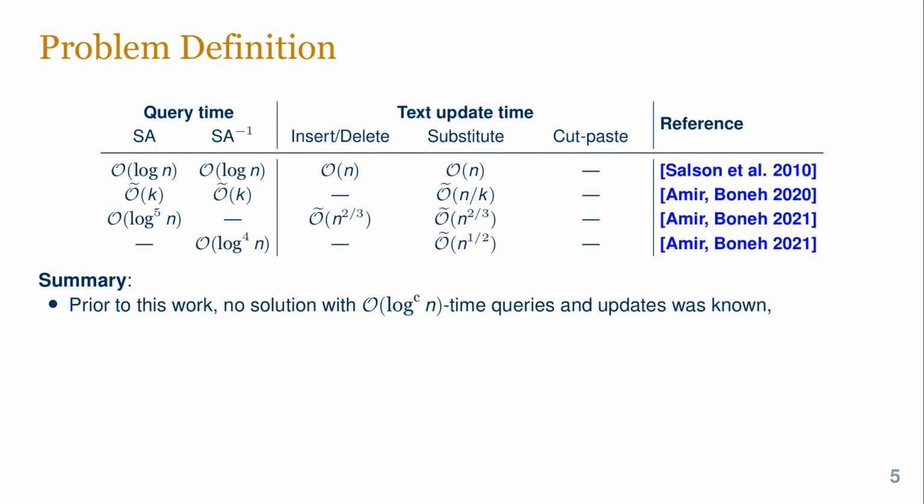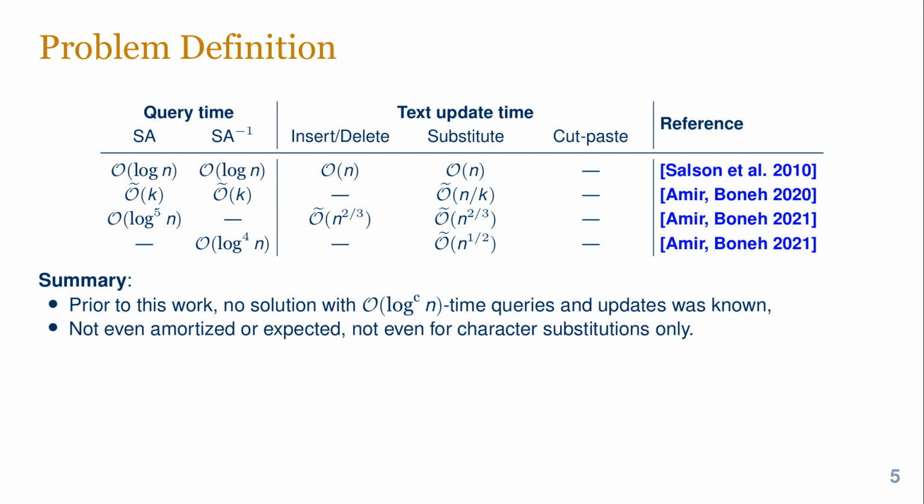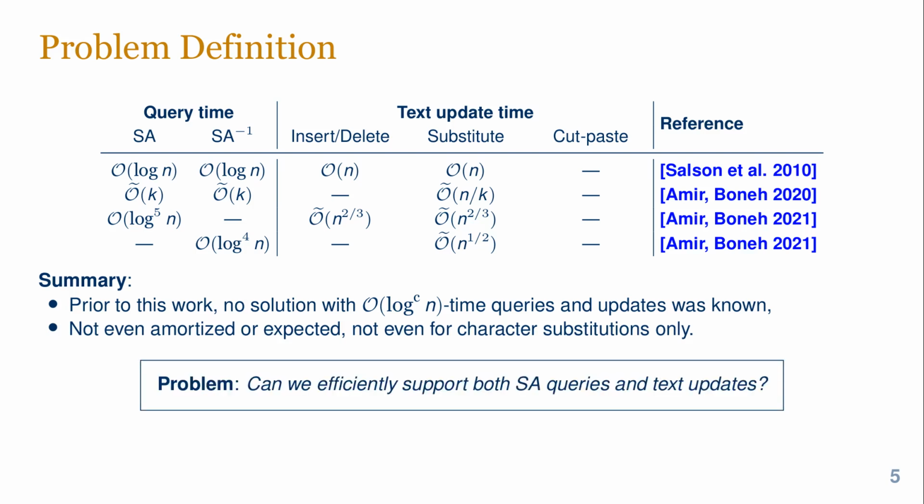To sum up, prior to this work, there was no solution for dynamic suffix array queries achieving polylogarithmic queries and updates. Not even amortized or in expectation, not even for the simpler case of substitutions only. Thus we ask, can we efficiently support both suffix array queries and text updates?